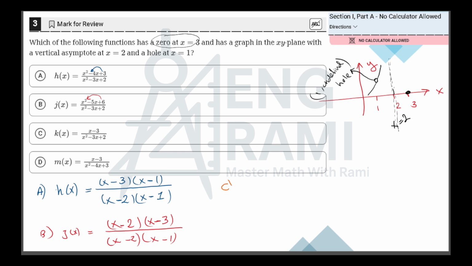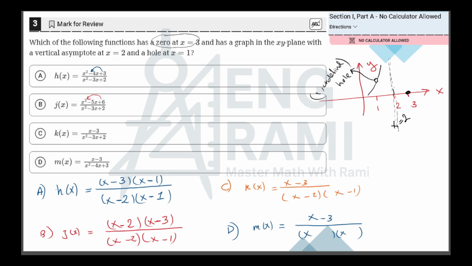And choice C, k of x equals (x - 3) over the same thing, (x - 2)(x - 1). And the last choice, D, m of x equals x - 3. And this formula is different than the previous one, so we have to factorize it again.